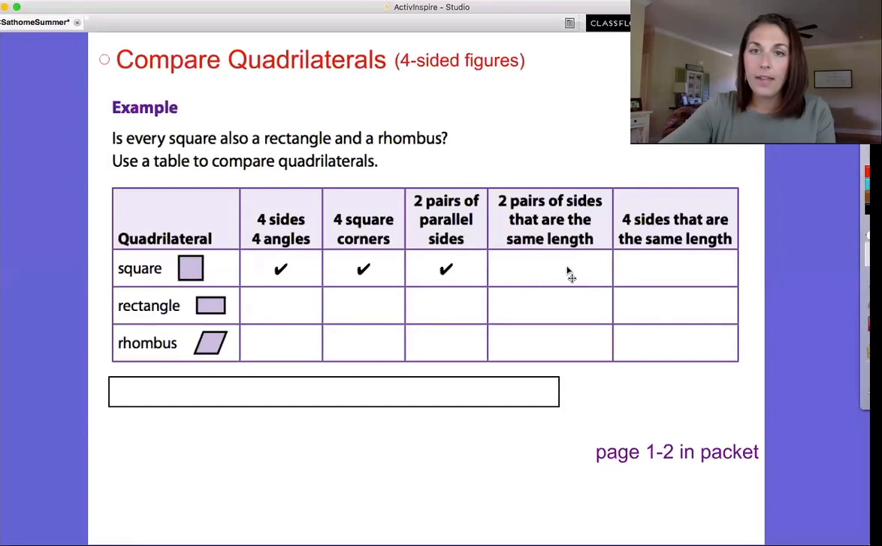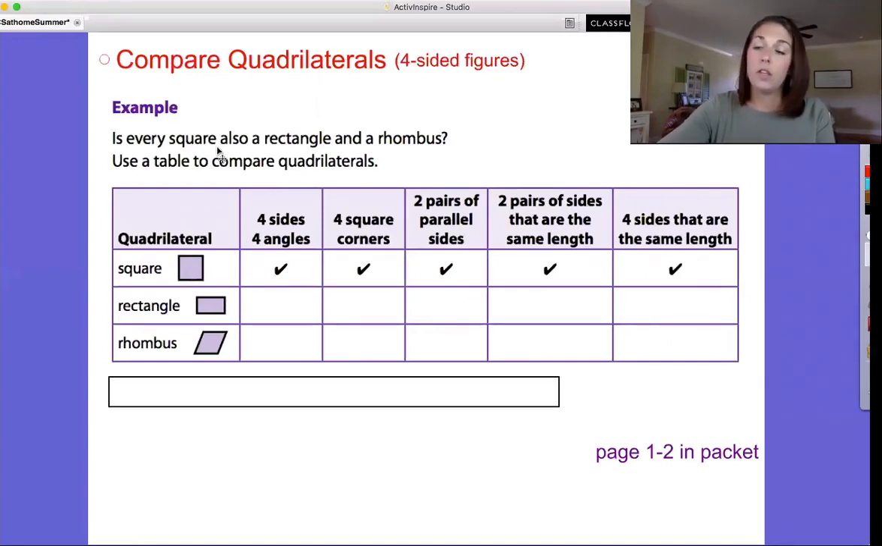All right, and now 2 pairs of sides that are the same length. So I see my left and right side are the same length. I see my top and bottom side are the same length. So those opposite sides are the same length. So yes, and in a square, I have all 4 sides that are the same length. That is how, when I see a shape that looks like a square, I can measure those 4 sides, and if all 4 sides are the same length, then yeah, that would classify as a square.